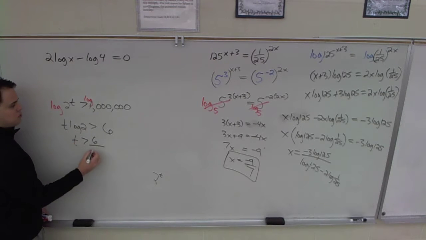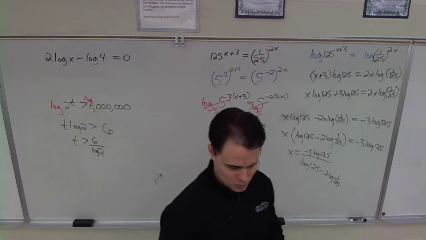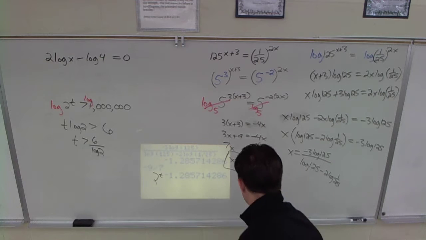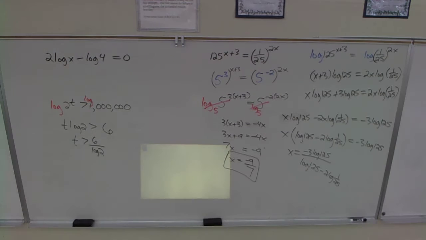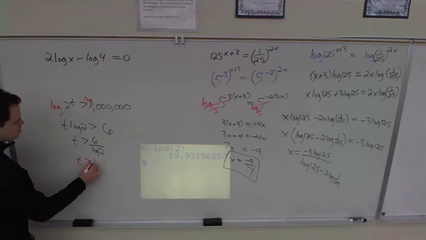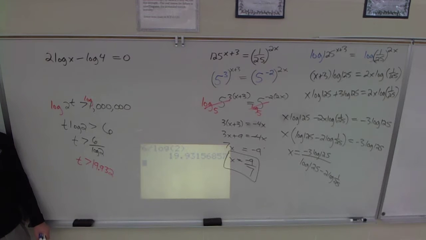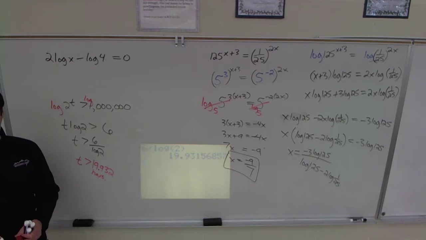And if I want t by itself, I've got to divide by log of 2. And there you go. So I'll do that with my calculator. Take 6, divide by the log of 2. And there you go. So this population is going to exceed 1,000,000 after t exceeds 19.932 units. Hours. So there we go.